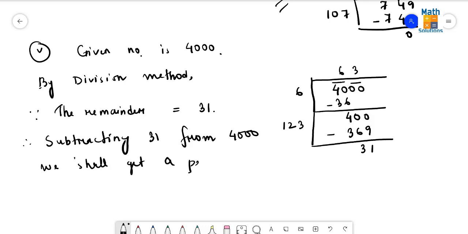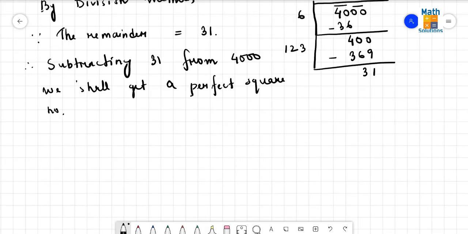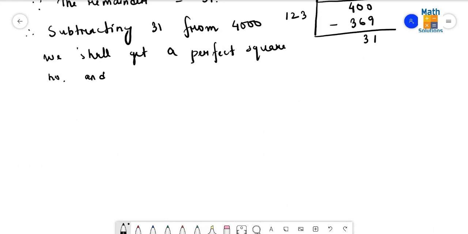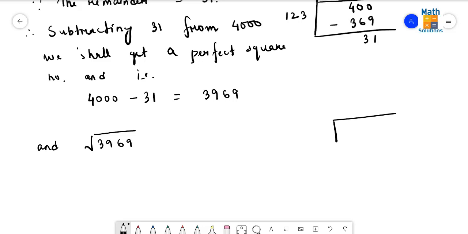a perfect square number, and that is 4000 minus 31. What could be the answer? Of course it is 3969 after subtraction, and square root of 3969. Let us find it out. Already we got it, just this is verification.